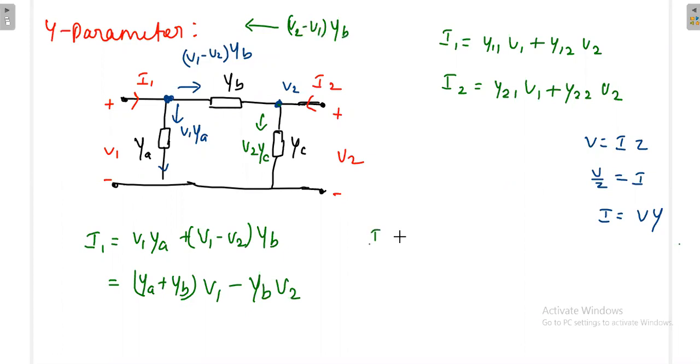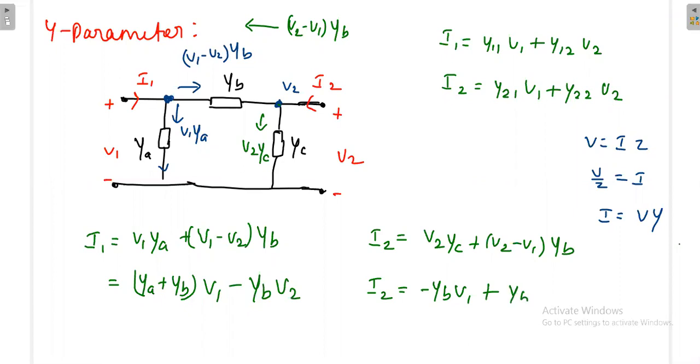Then I2 is equal to V2 YC plus (V2 minus V1) YB. Again, you make the arrangement. With respect to V1, this is minus YB V1. Then with respect to V2, this is YB plus YC into V2. So if you observe here, what is Z11? Sorry, Y11.